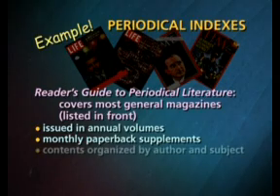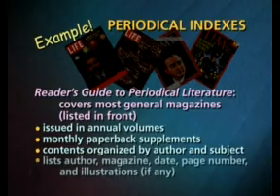Within the index, the contents are organized by author and subject, so you can look up the name of a writer of an article or a particular topic, such as Tonkin Gulf. It lists the author, the magazine, the date, the page number, and illustrations, if any. And all of this information can be useful to you in going through the index and figuring out which articles are most likely to be relevant to the kind of paper you're writing.